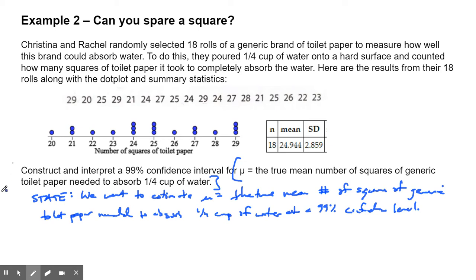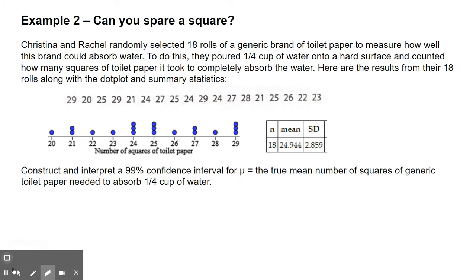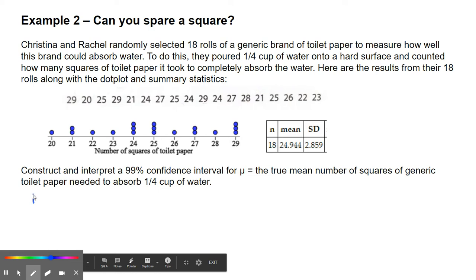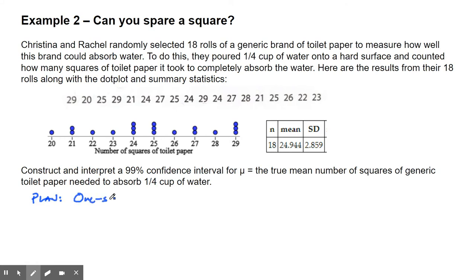Okay, all right, so I'm going to erase that, and now we're going to do the plan part. This is where there's a lot to think about. First of all, our inference method is a one sample t interval. Remember, we have to use that table A to find our t value. So that's a t value. There you go, t interval for mu.